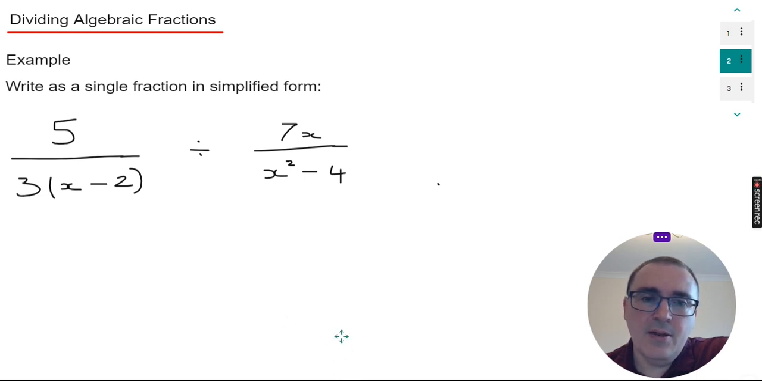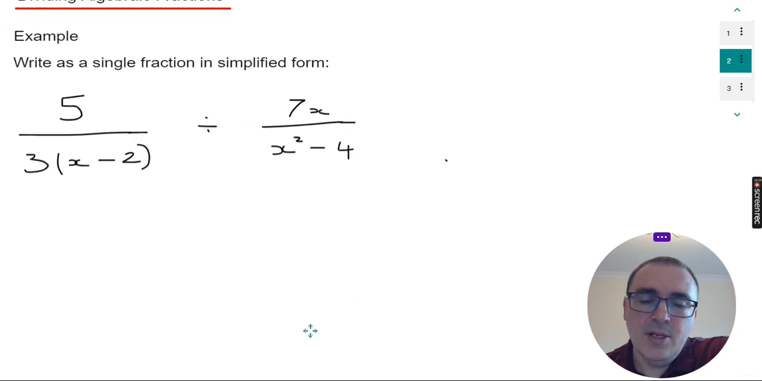So let's have a look at the first example. We've got to write as a single fraction in simplified form. So we have 5 over 3x minus 2 in a bracket, divided by 7x over x squared minus 4. So let's factorise the numerators and denominators.